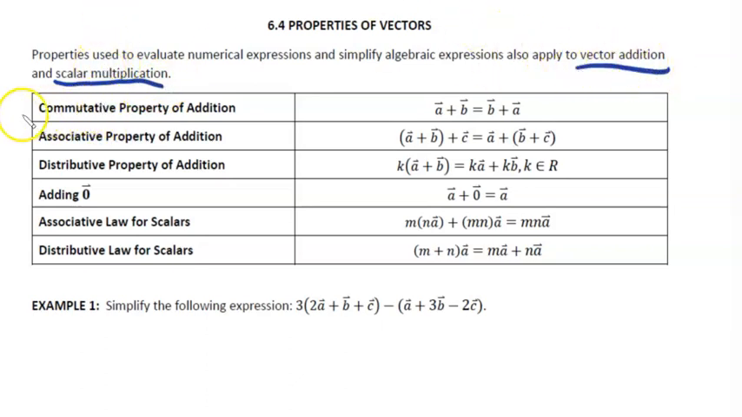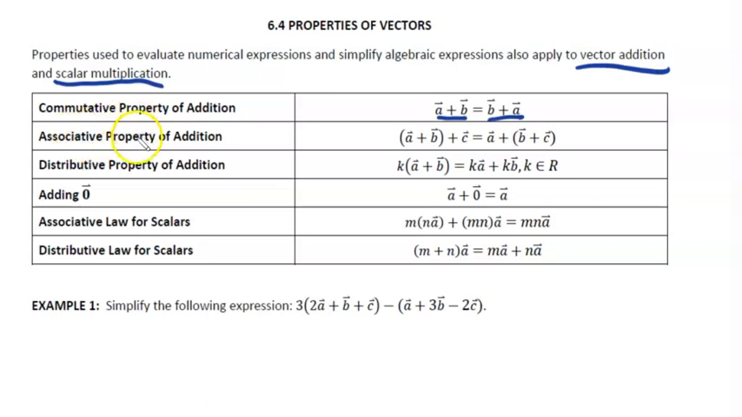The commutative property of addition holds when we're dealing with vectors. If we add vectors a plus b, this is the same thing as adding vectors b plus a. We saw this in one of the previous lessons.